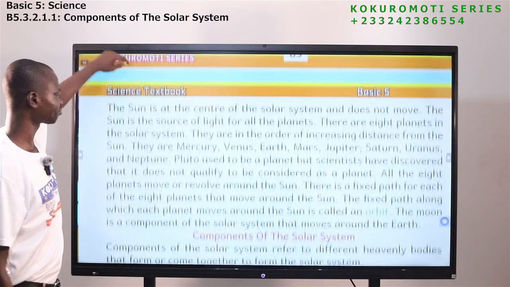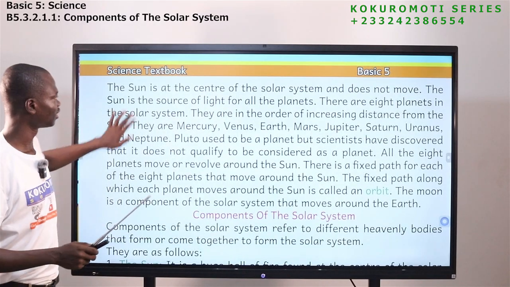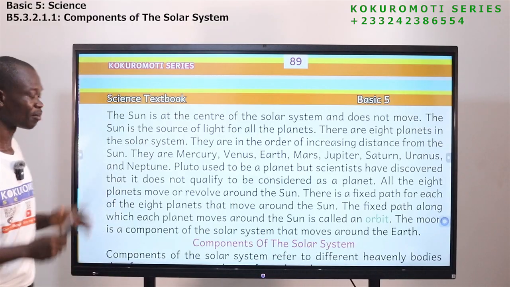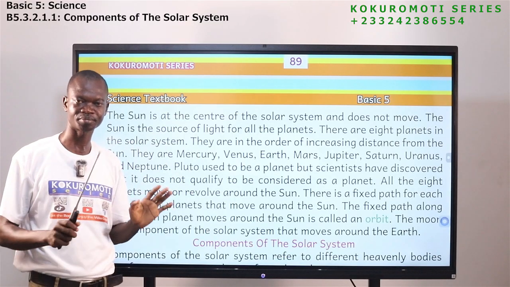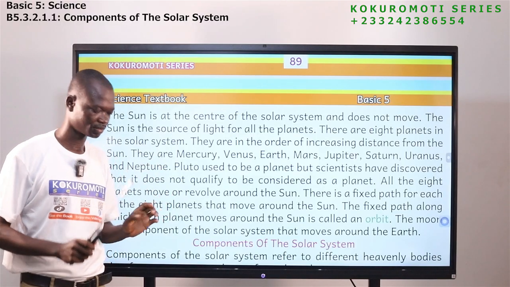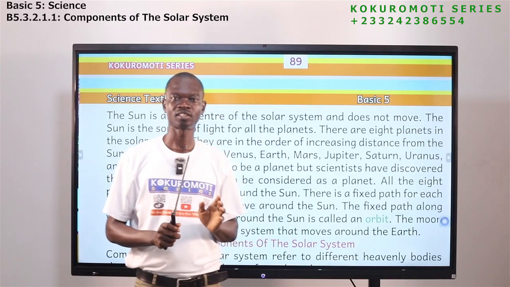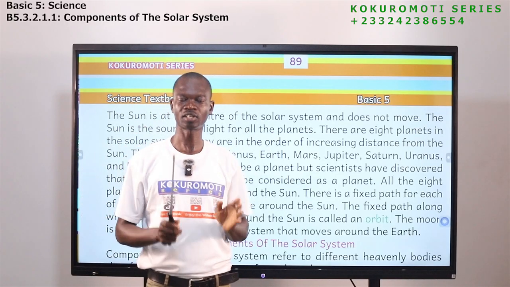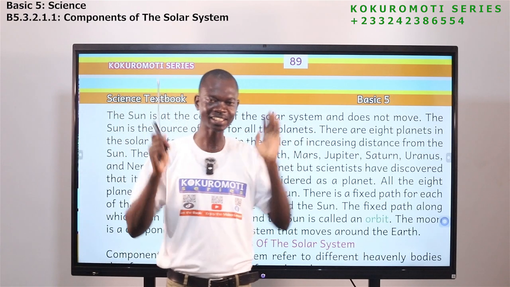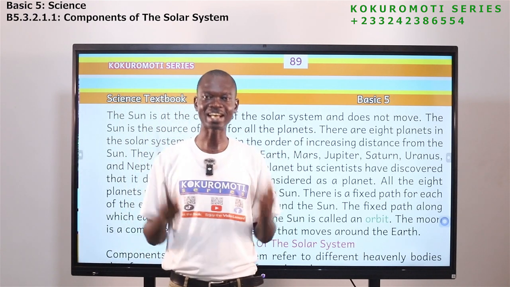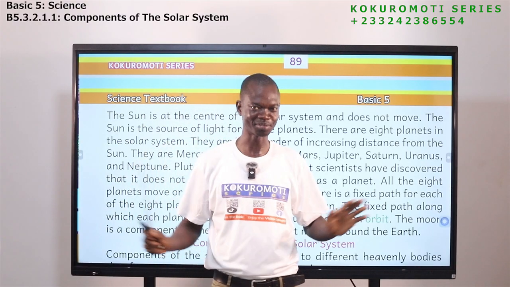Before we look at the 8 planets, let's look at something here about the solar system. These are facts that you need to know about the solar system. 1. The sun is the largest among all the components. The sun doesn't move. It's just at one point. What it does is it produces light. It produces what? Heat. It doesn't move.